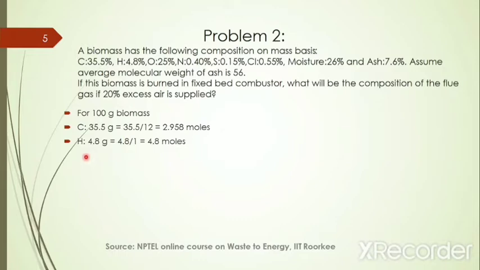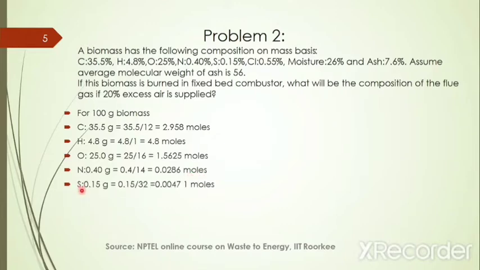Then hydrogen 4.8 gram. So 4.8 divided by 1, 4.8 moles. Oxygen we have 25 gram. So 25 divided by 16, 1.5625 moles. And nitrogen is a very small percentage, that is 0.4. So 0.4 divided by 14, we have 0.0286 moles.